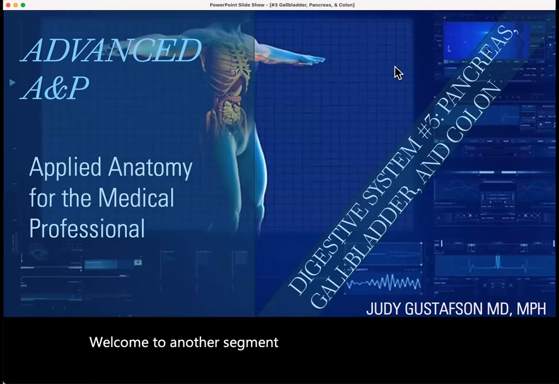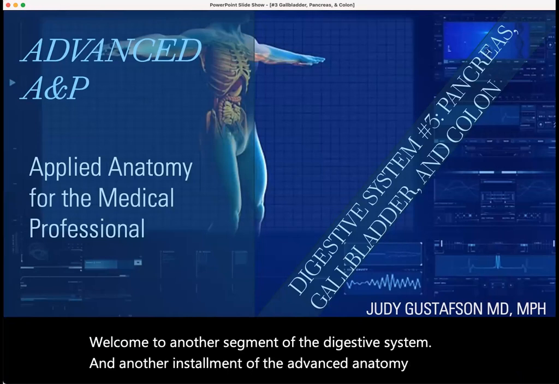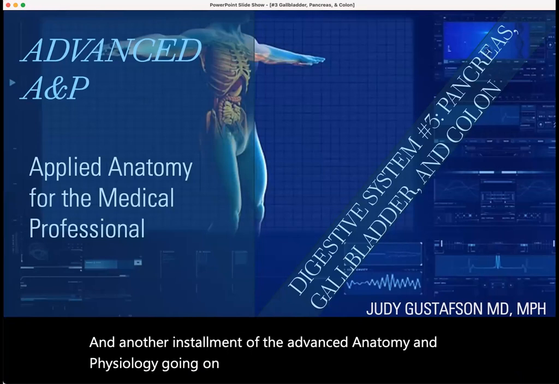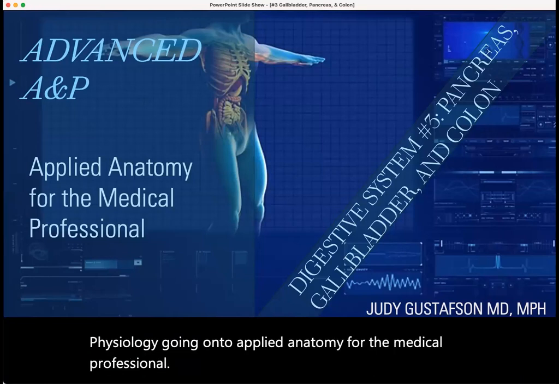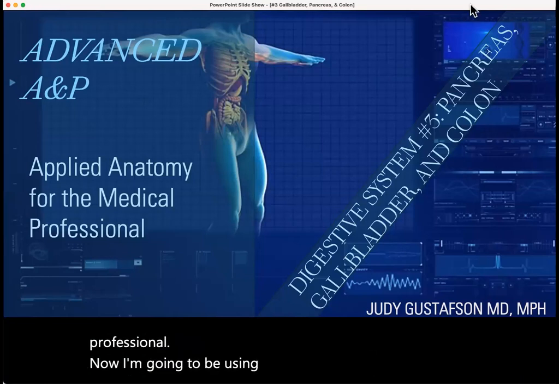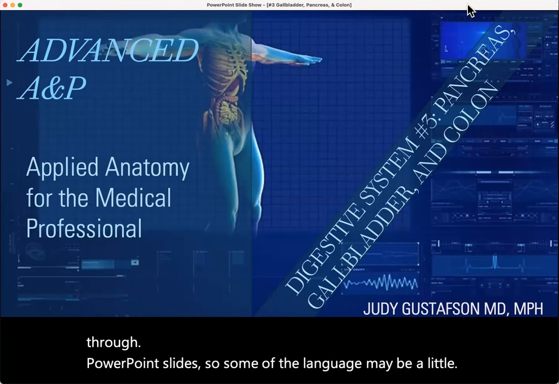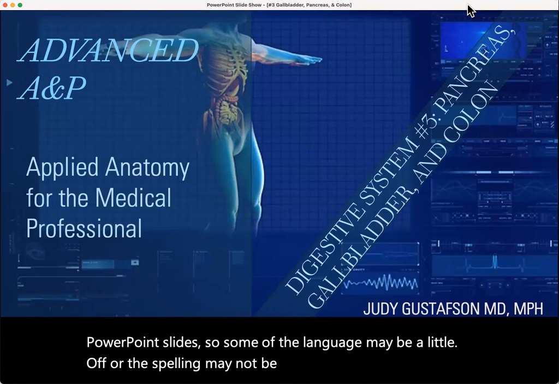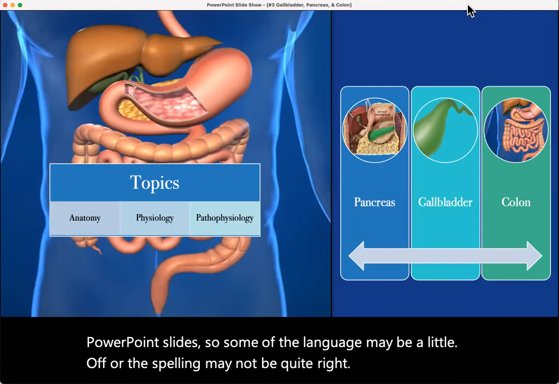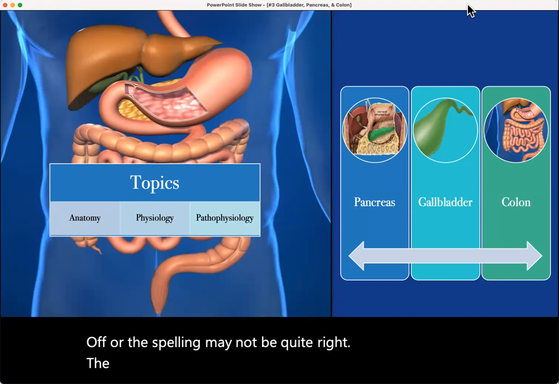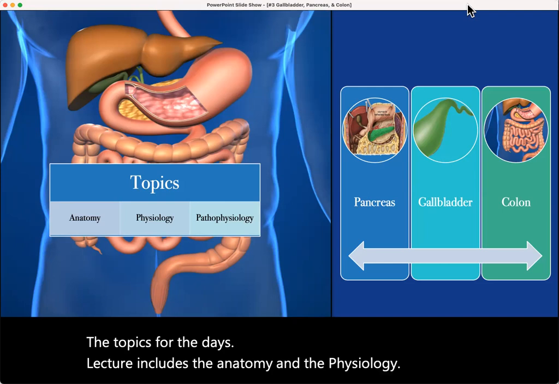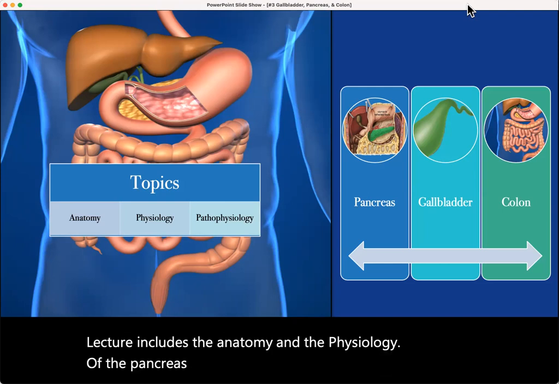Of the digestive system and another installment of the advanced anatomy and physiology, going on to applied anatomy for the medical professional. Now I'm going to be using the subtitles as transcribed through PowerPoint slides, so some of the language may be a little off or the spelling may not be quite right. The topics for today's lecture include the anatomy and the physiology of the pancreas, gallbladder, and colon.